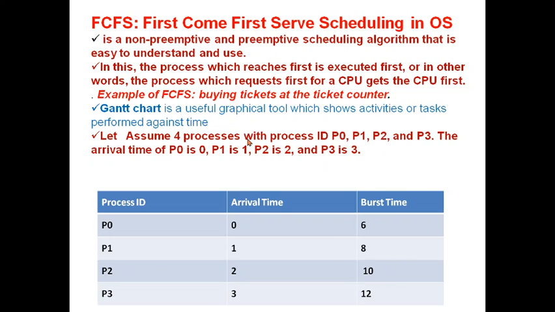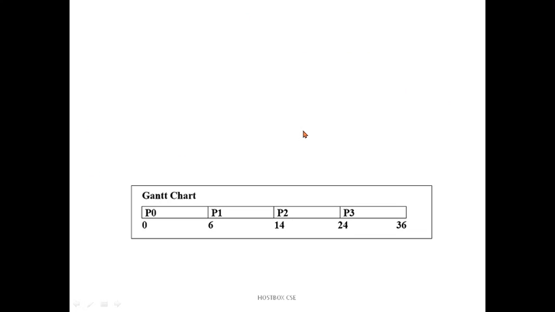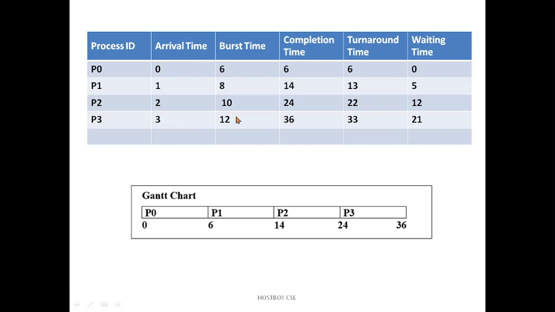So let me solve the problem. What we are going to find is the completion time with the help of the Gantt chart, and also the turnaround time and, at last, the waiting time. Then, if you want, you can go for the average turnaround time and the average waiting time at last.